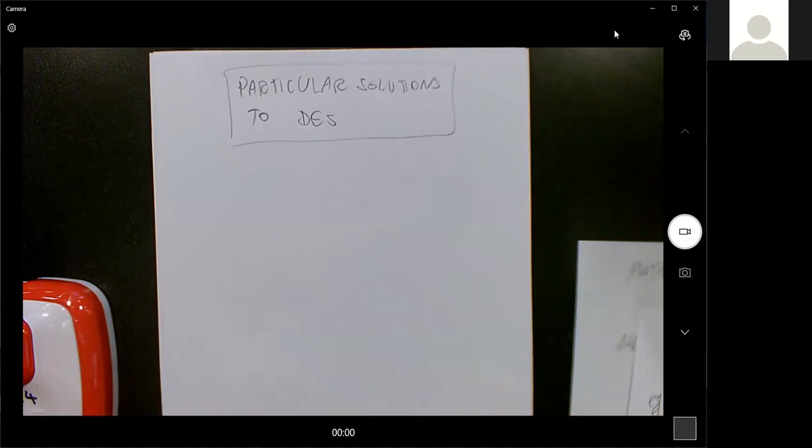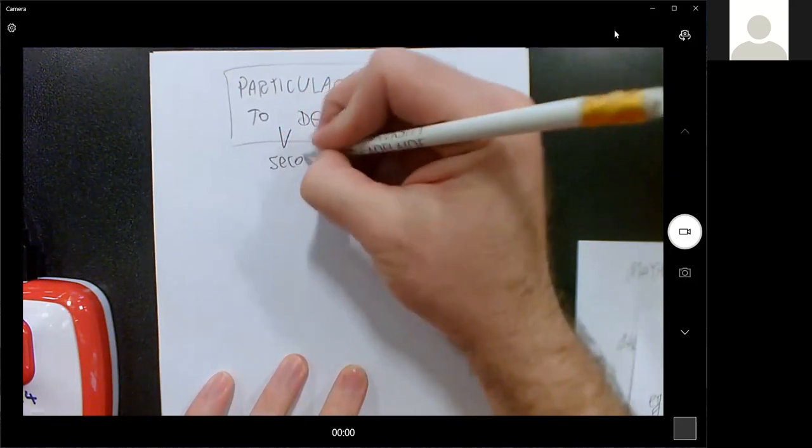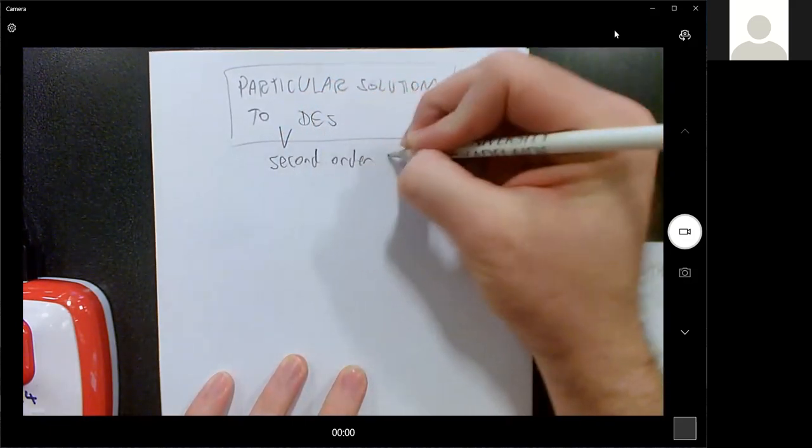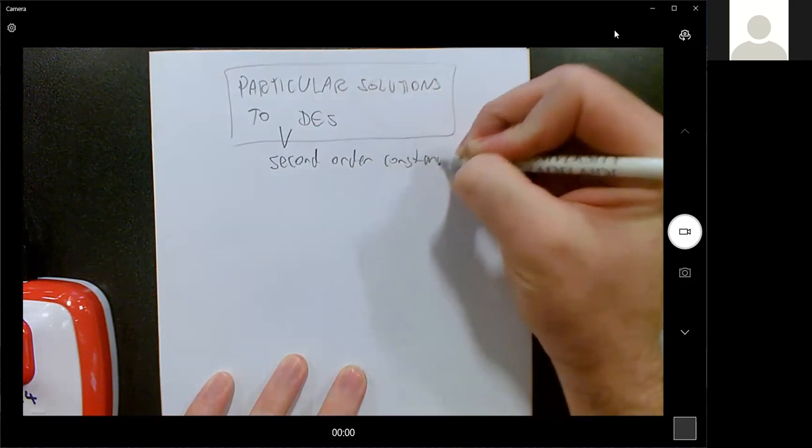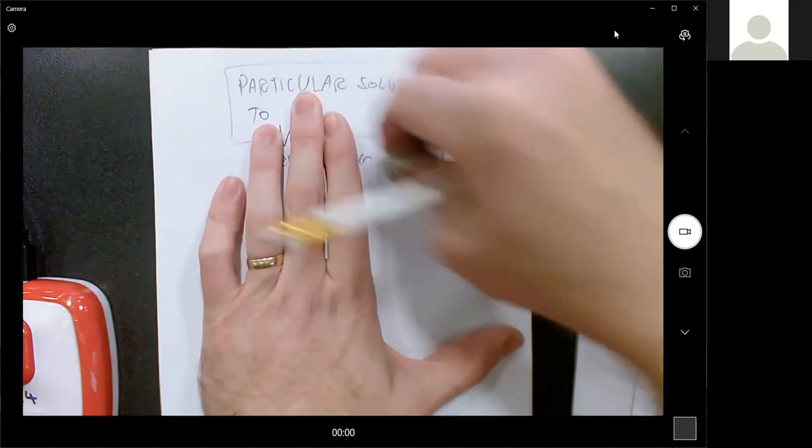It's specifically the DE particular solutions that you have in Maths 1B, which is constant coefficient, not homogeneous, second order constant coefficient differential equations. Oh, second order linear constant coefficient. Yes, sorry, one more adjective.